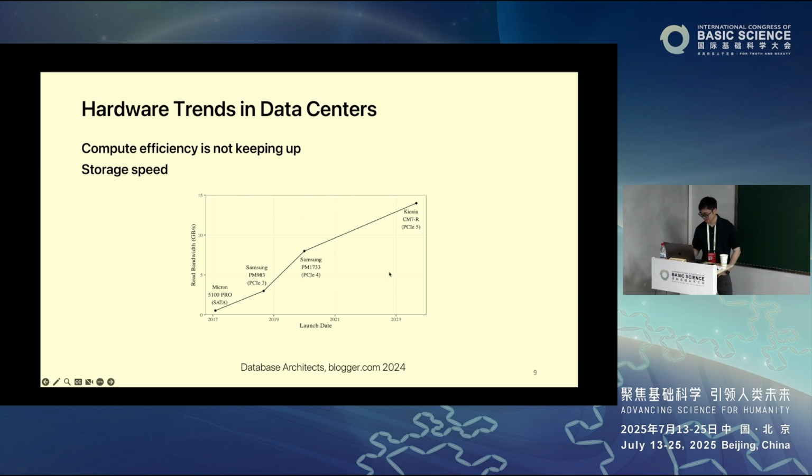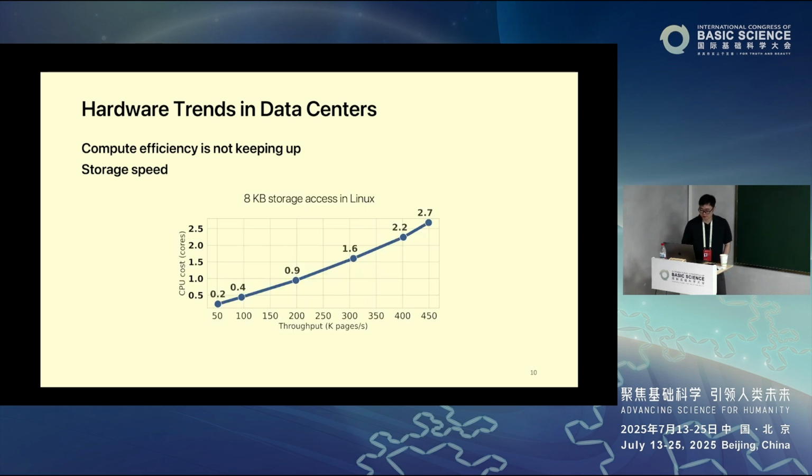And we can see that the most advanced SSD now can provide more than 10 gigabytes per second. So if you do the translation, 10 gigabytes is 80 gigabits per second, which is much higher than the CPU compression speed.